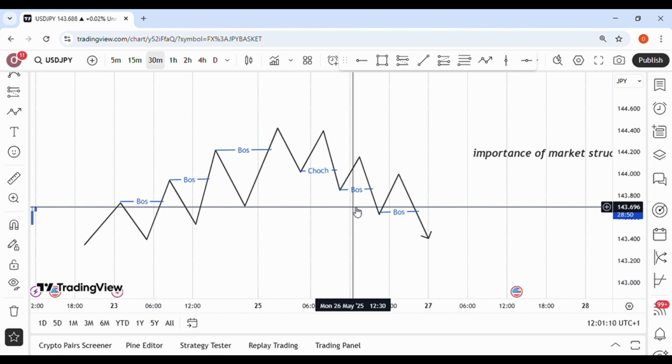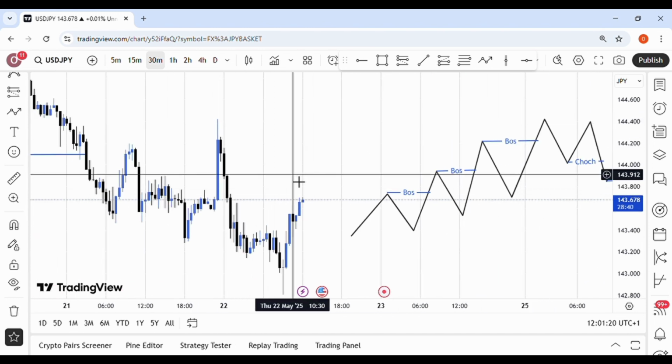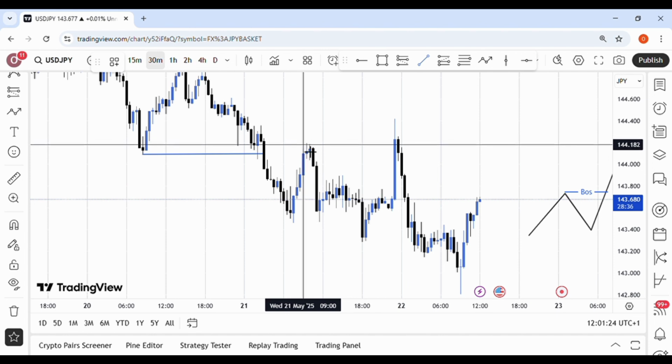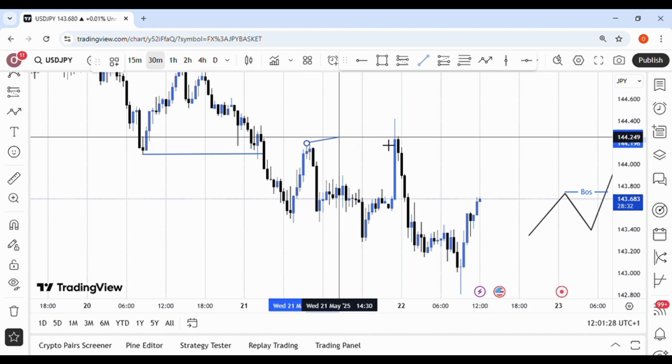Now, there are some key points in identifying a very real or a very valid market structure. One of the points is that recognizing the end of a corrective movement requires experience, patience, and a lot of practice. Yes, you need to wait for the market to perform fully. Now, something like this, some people may call this a break of structure.